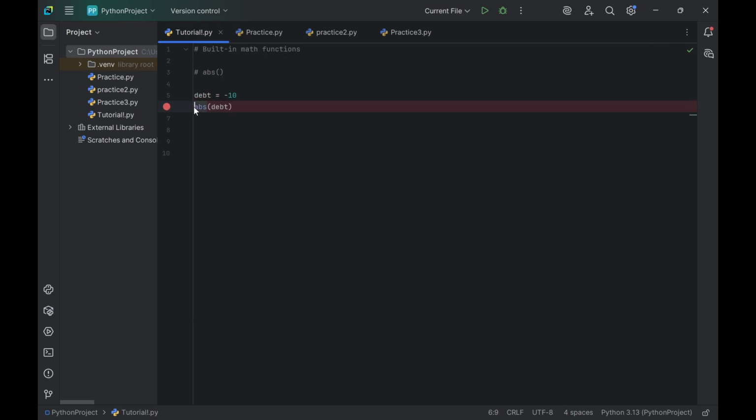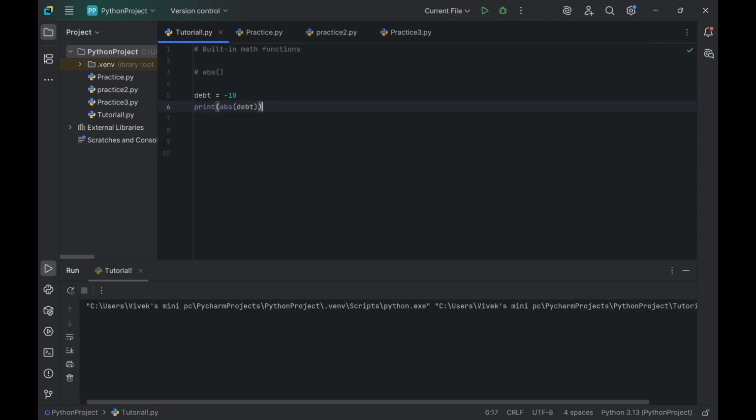Now I will print this whole thing. And if I were to run the command right now, it's going to give me 10 because it converted my -10 to positive 10. Okay, so that's absolute value.